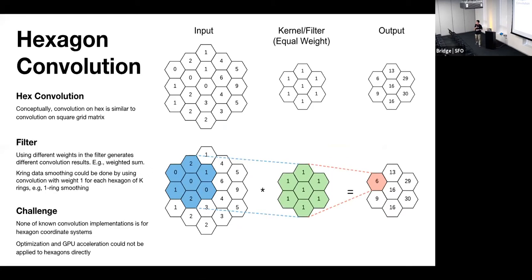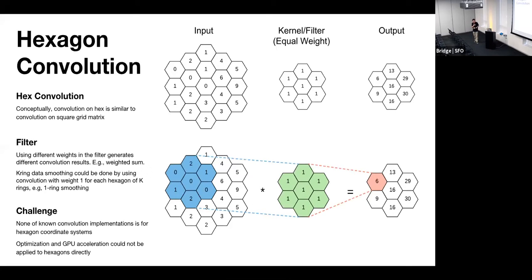The challenge here is that there is no existing or available package which takes in Hexagon coordinate data. Because most of these convolution packages just assume you are going to have a grid matrix or array or tensor, right? So the question for us is how can we leverage existing convolution implementations so we can get all the benefit of either the optimization or some GPU acceleration, right?